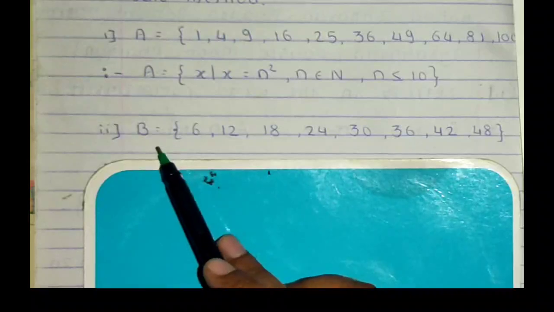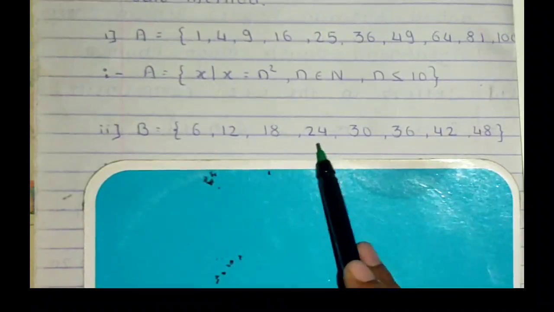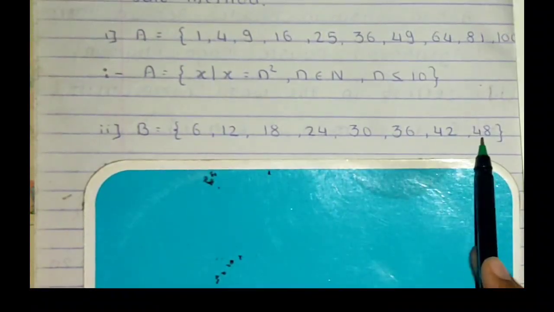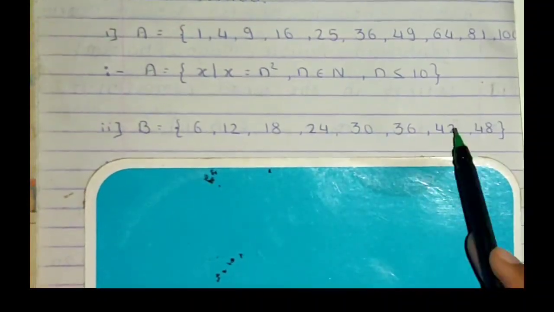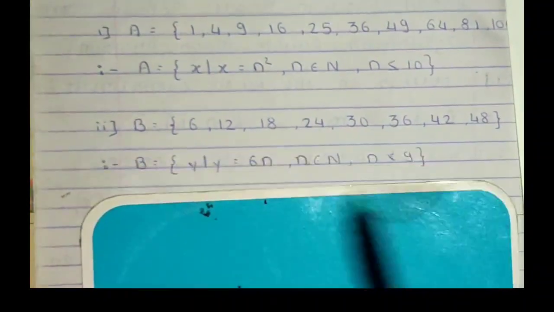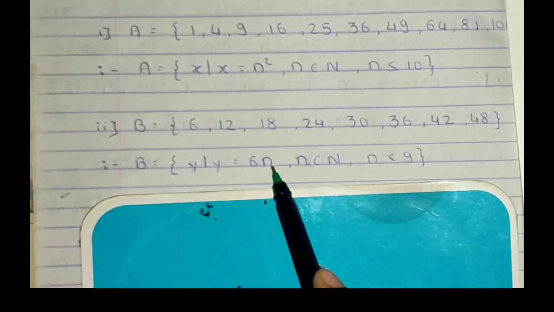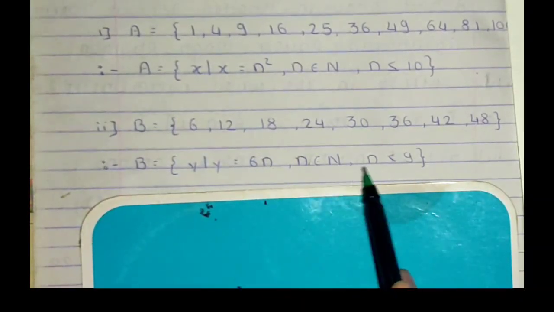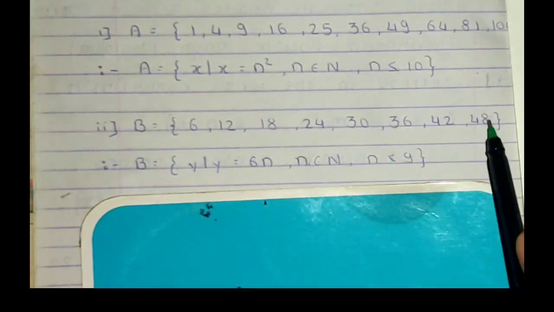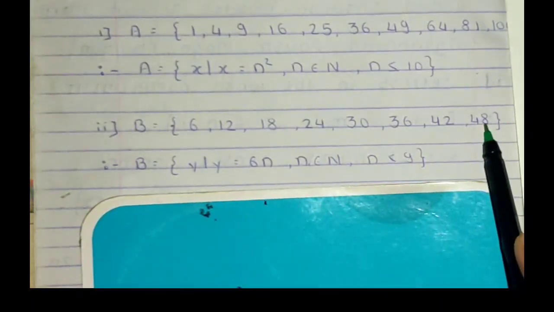Now the next is B equals {6, 12, 18, 24, 30, 36, 42, 48}. We know that it is the table of 6 up to 48. So we simply write it as {y such that y equals 6n}, meaning the table of 6, such that n belongs to N, a natural number, and n will be less than 9, meaning it will go up to 6 into 8, which is 48.